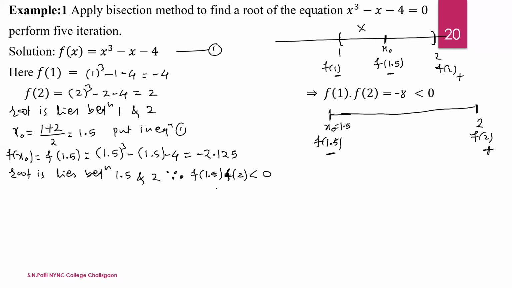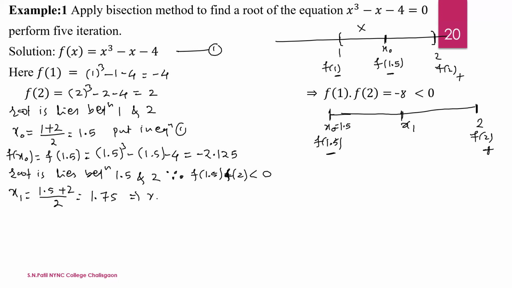Okay, now bisect this interval. So this is the x1 point. x1 is equal to 1.5 plus 2. Take the addition, and we bisect this and divide by 2. So we get 1.75.